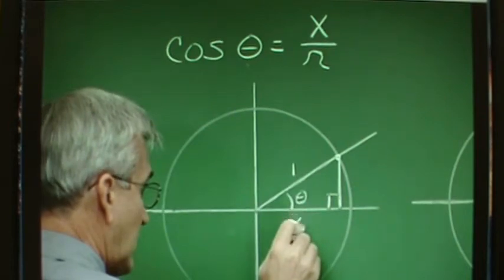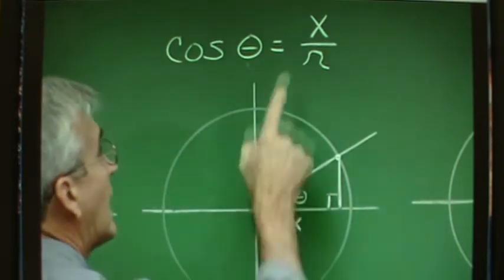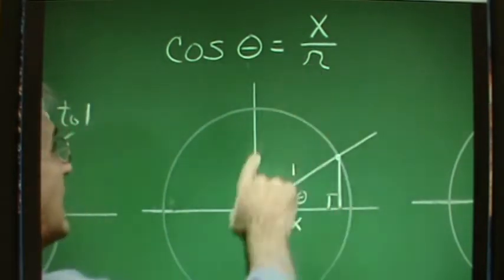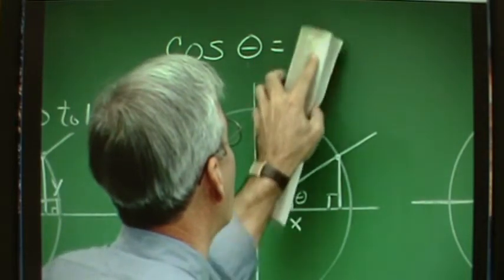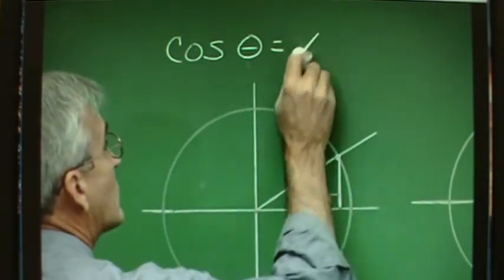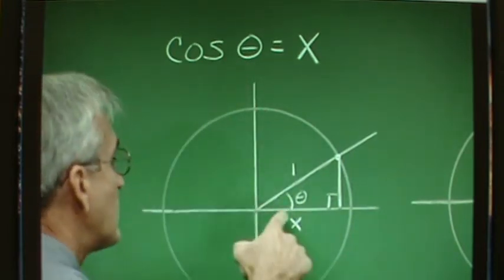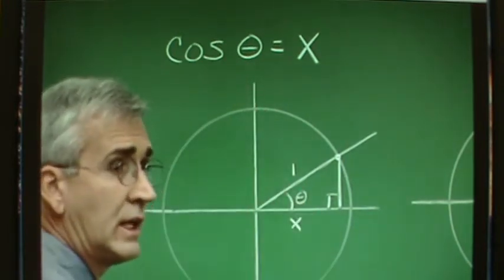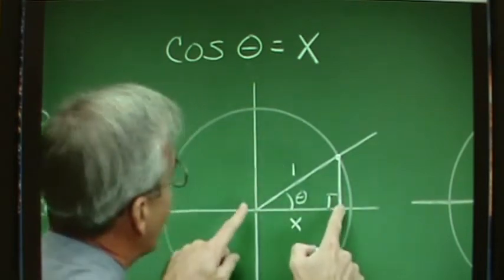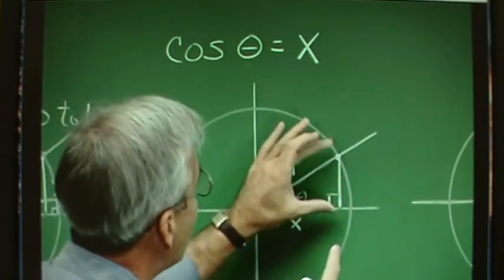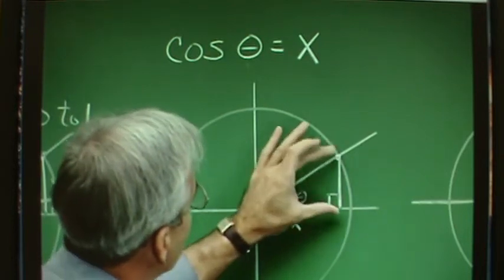So it's an x component here over 1. X over 1, gee, that's simply x. So all we need to do is analyze what's happening to the value of x as the value of this theta angle changes from 0 all the way around to 360.